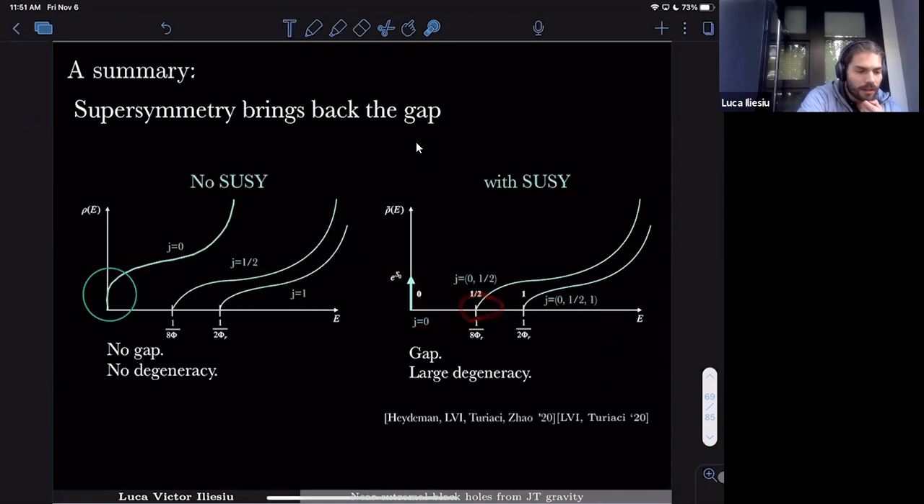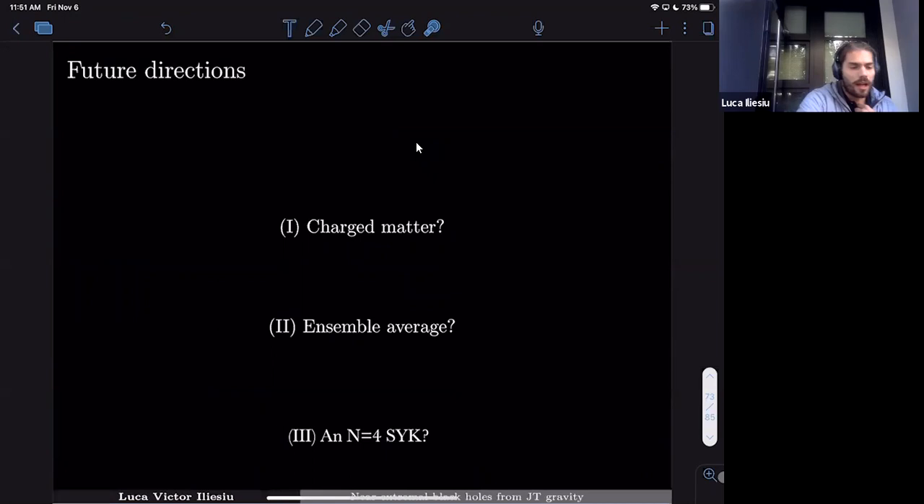So just to pose some open questions that are relevant towards exploring the relationship between this very low temperature picture of these systems and AdS/CMT. One could ask, what happens if I add charged matter to the system? So what happens if I add, let's say, a charged fermion under this U(1) gauge symmetry? One could also ask, what was the role of the ensemble average in the SYK model for these near-extremal black holes?